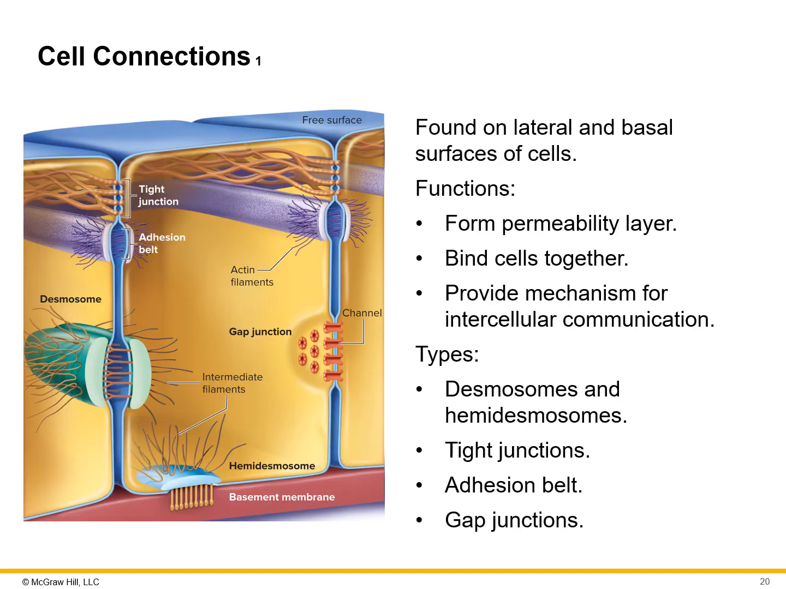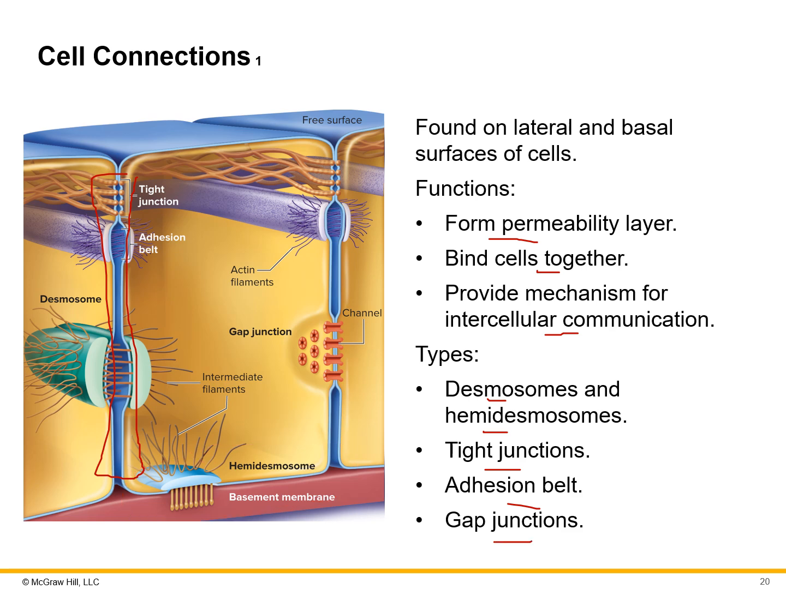Now, some of the cell connections. So again, tissues are made by cells being connected to each other. So this would be on the lateral surface, which is on the side, as well as the basal surface, which is where it's attached to that basement membrane. So some of these connections help provide permeability, so it allows for movement. It helps bind the cells together, and it allows for communication between cells. And there are a few different types that we'll look at. So desmosomes, hemidesmosomes, we have tight junctions, adhesion belts, as well as gap junctions.